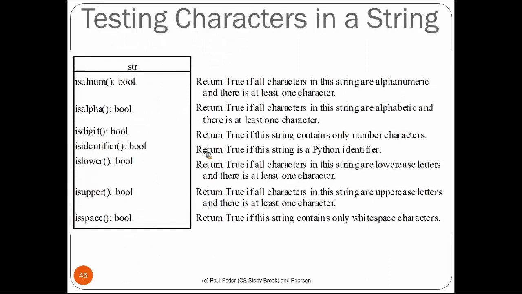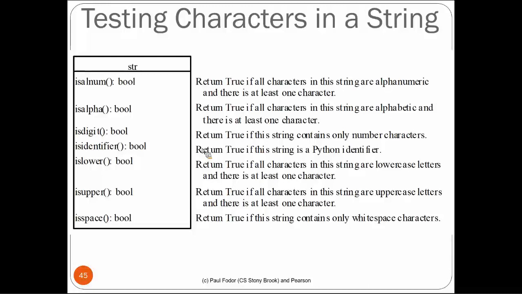There are many other methods available in the Python string class. You can check if a string is alphanumerical. It returns true if all the characters in the string are alphanumerical and it has at least one character. It will return false if the string is empty. IsAlpha returns true if all the characters in the string are alphabetical, so it doesn't contain numbers, they are all alphabetical, no special characters, and if there exists at least one character. So again, it will return false for empty strings.